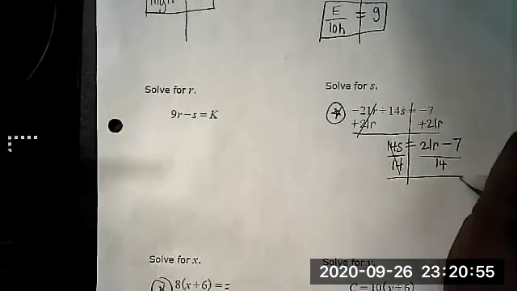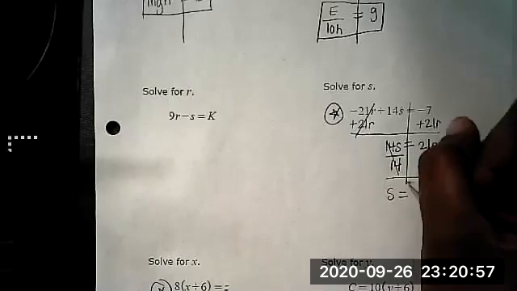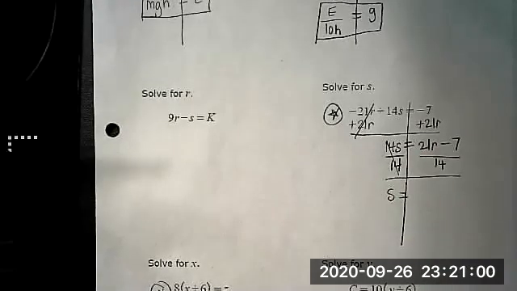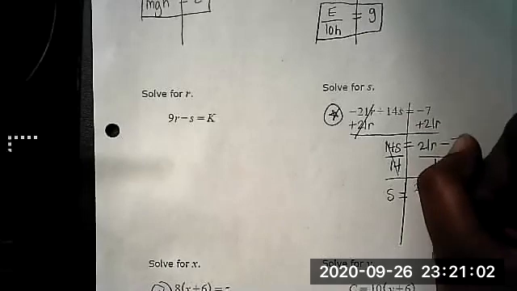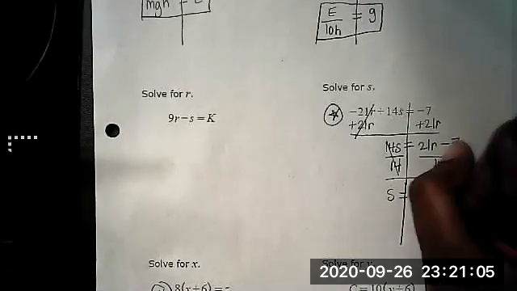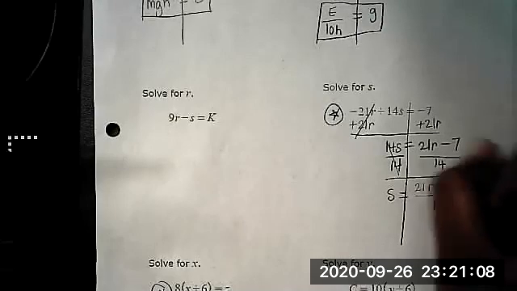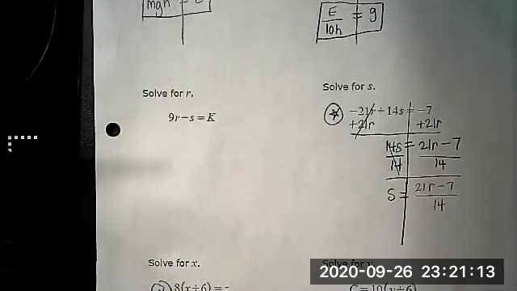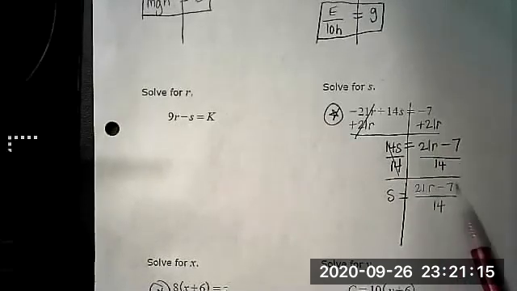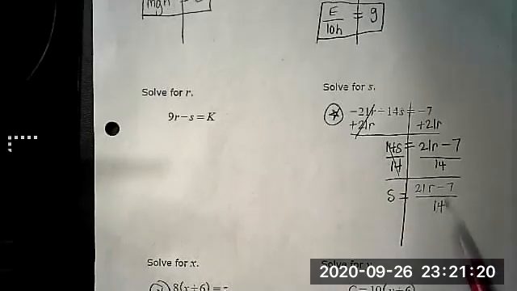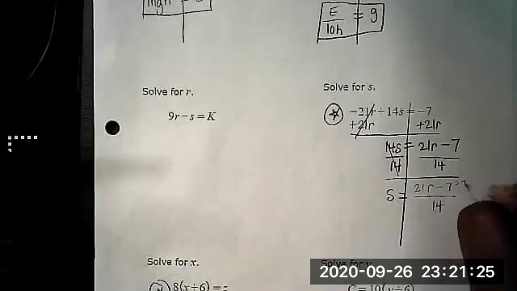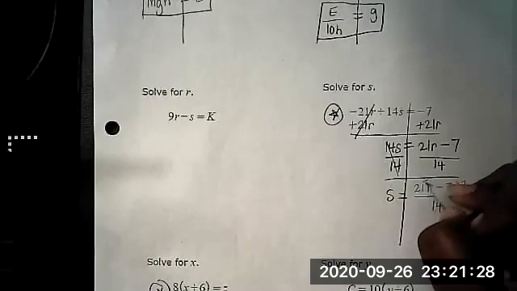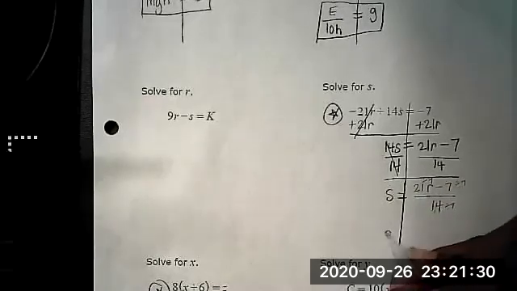So this now becomes S equals, and you are going to have this situation. Yes, you have 21R minus 7 over 14. Now, if all three of these numbers can be divided by a number, you can simplify. But they all three have to be divisible. So if the 7 and the 14 were the only ones that were divisible, you couldn't do anything. But if all three of them are divisible, you can divide this by 7, this by 7, and this by 7. So you have to be able to do that to simplify.